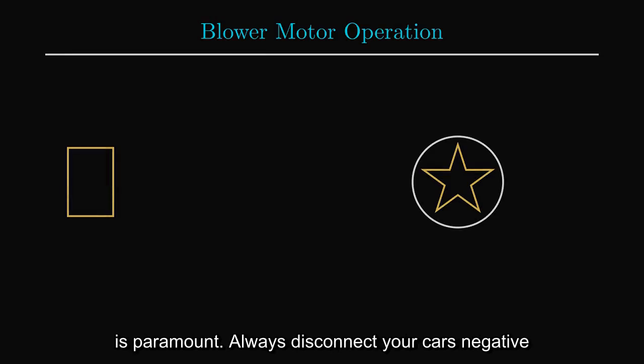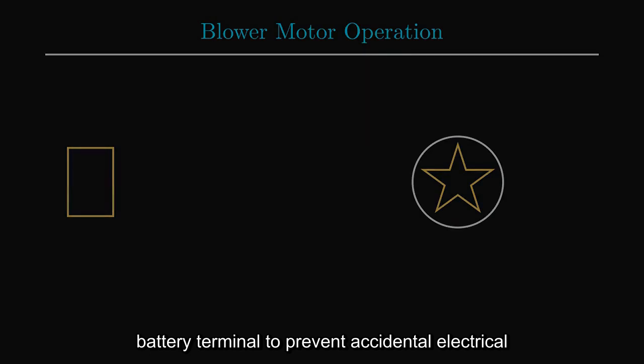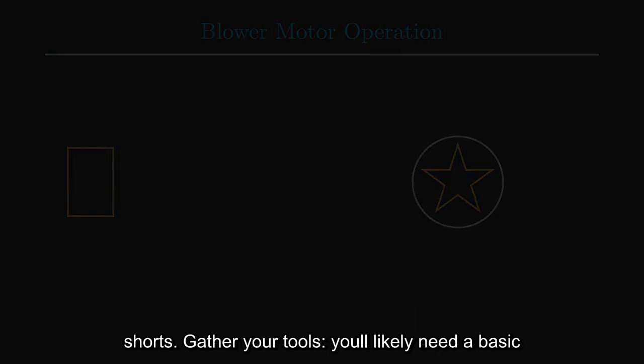Before you begin any replacement, safety is paramount. Always disconnect your car's negative battery terminal to prevent accidental electrical shorts. Gather your tools. You'll likely need a basic socket set, screwdrivers, a flashlight, and potentially some trim removal tools if you need to access panels. Ensure you have the correct replacement blower motor and/or resistor for your specific vehicle make and model.